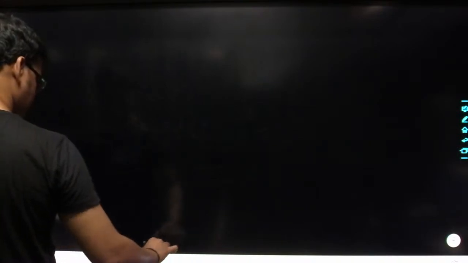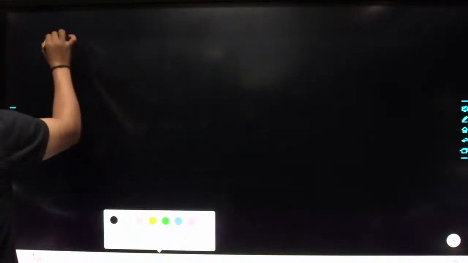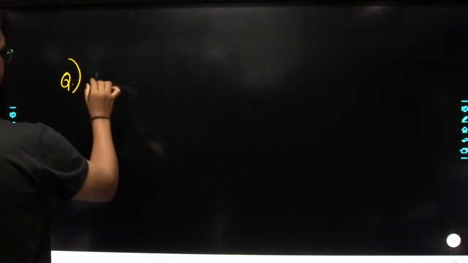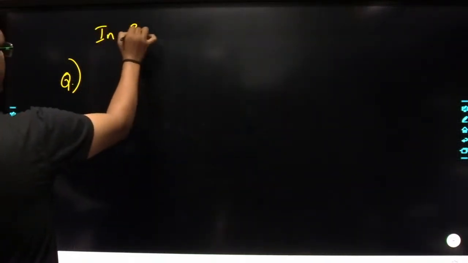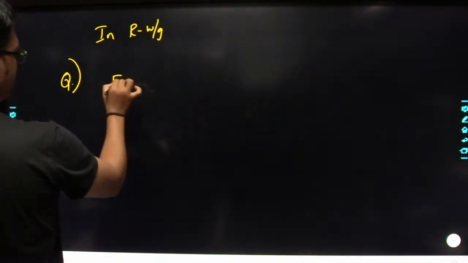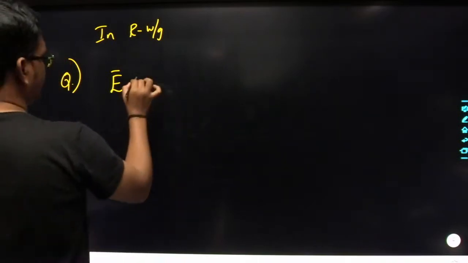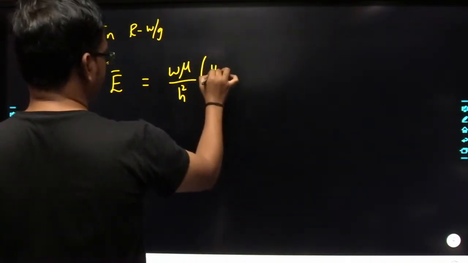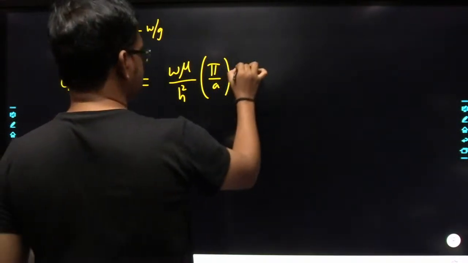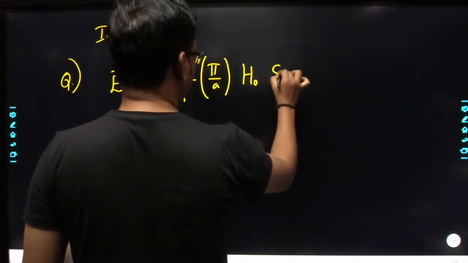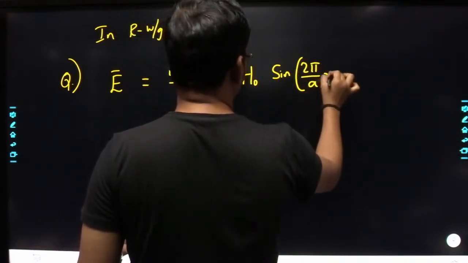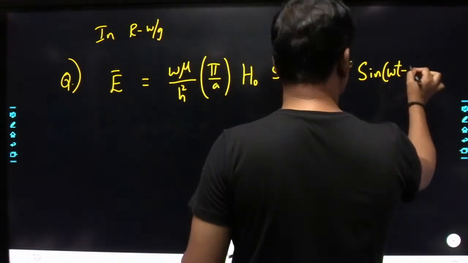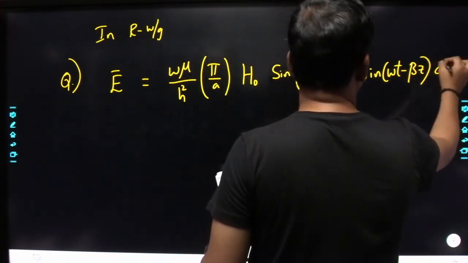Okay, so let us consider this question. In a rectangular waveguide, they have given the expression for the electric field component as omega mu by h square into pi by a into h naught into sine of 2 pi by a into x into sine of omega t minus beta z ay cap.